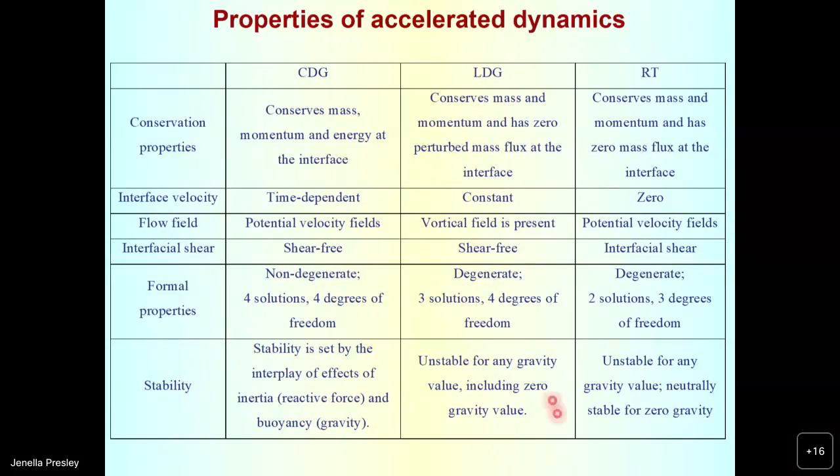Landau-Darrieus instability is different, as we discussed before. It has a vortical field. It does not conserve energy, and it has a degenerate dynamics. Whereas in Rayleigh-Taylor, we conserve mass, momentum, and energy. We have a constant interface velocity. We also have potential flow fields in the bulk. However, in contrast to conservative dynamics, we have an interfacial shear. And in this case, we also have a degenerate dynamics because for 3 variables, we have only 2 solutions. And our third solution is an analog of the Richtmyer-Meshkov instability because it depends on the interfacial shear.